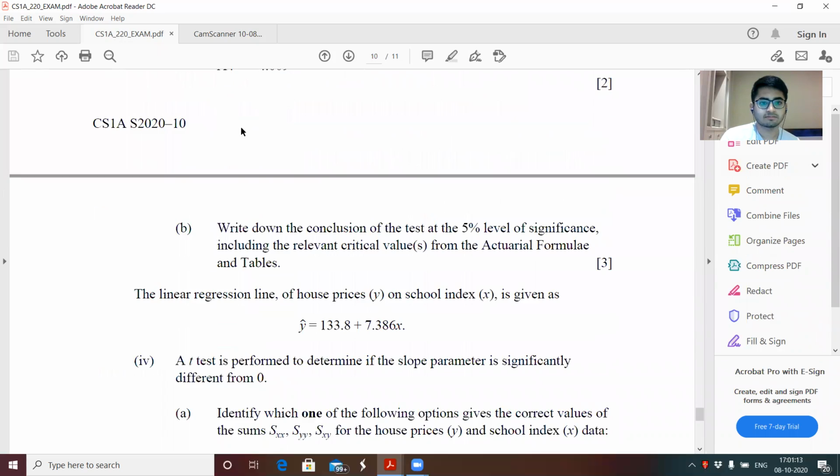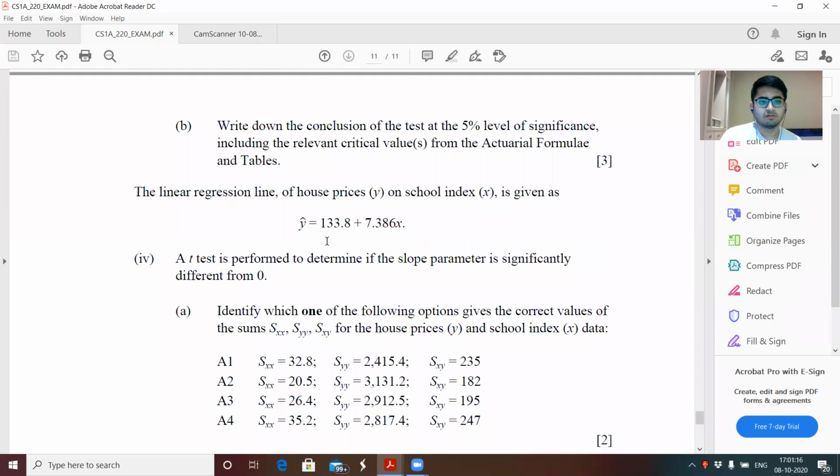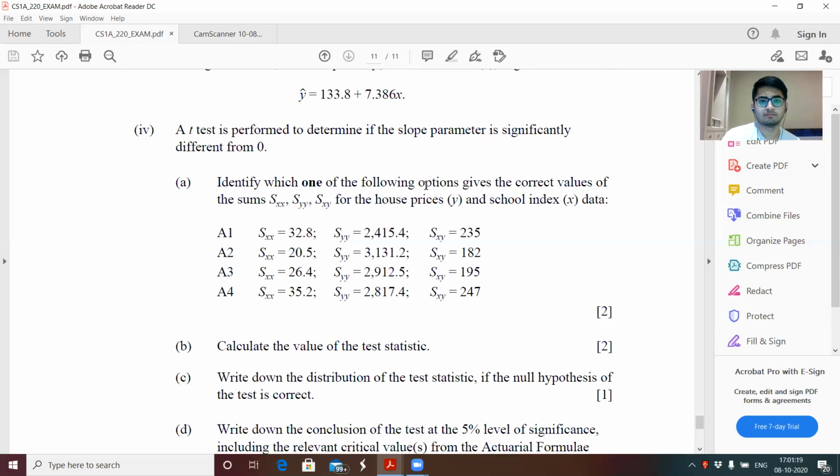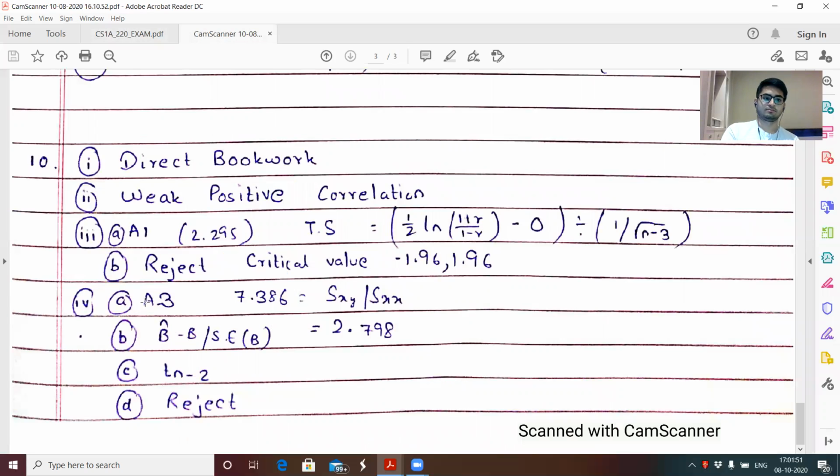Part 4. We perform a t-test for the slope parameter, whether it is significantly different from 0 or not. So we have been given combinations of sxx, syy, sxy. One way which I applied is 7.386. This is the slope. Slope is nothing but sxy by sxx. So you can just take the value of say sxx, multiply by 7.386. It should match with the corresponding value of sxy. So that's the easier way to solve this question. The only option which fits this is A3. This is the technique which I use to solve.